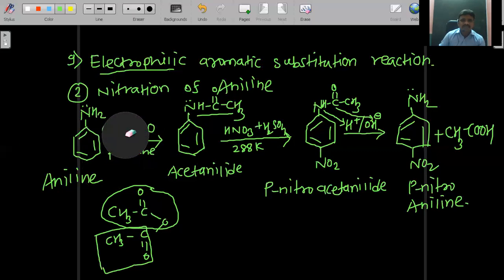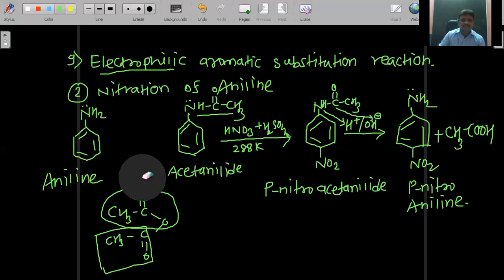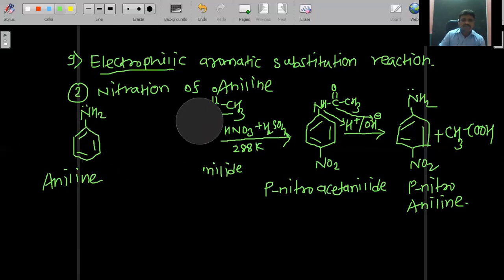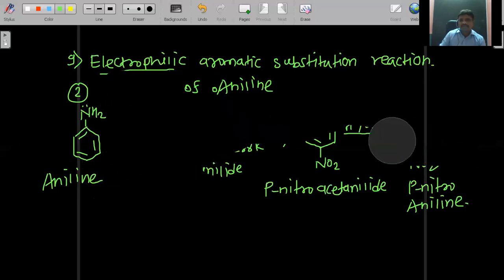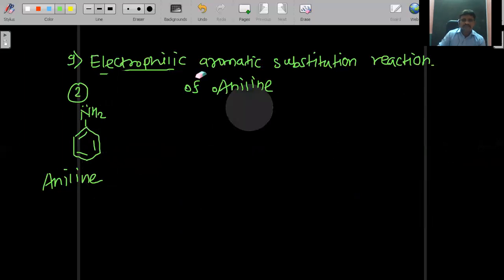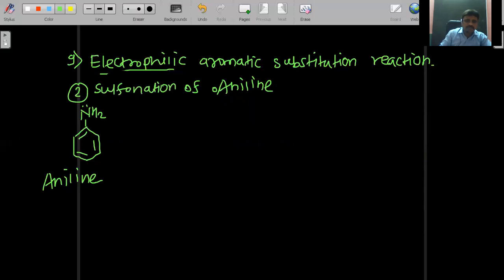That reaction is known as sulfonation reaction. Okay, so sulfonation of aniline. In sulfonation, SO3H group is attached. So sulfonation also takes place in presence of concentrated H2SO4. So this reaction is known as sulfonation of aniline.